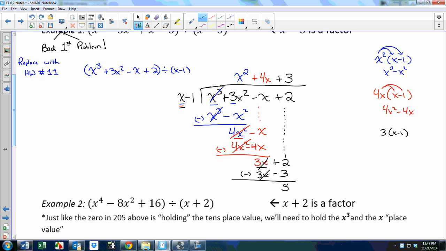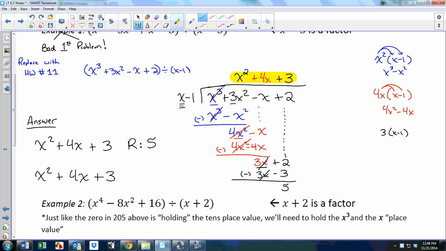All right, so you've got two possible ways to write the answer. Your answer, of course, is up here: x squared plus 4x plus 3. So you could write it this way: x squared plus 4x plus 3, with a remainder of 5. I think you could probably just remember that way. You don't need to practice that. You probably need to practice the other way.